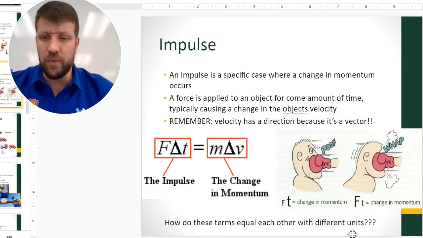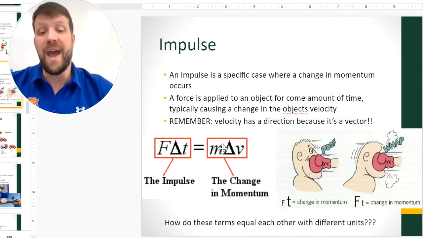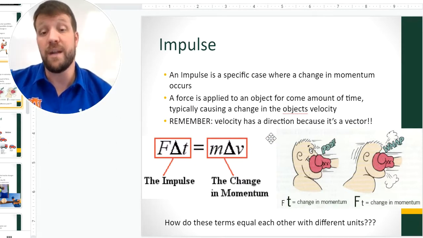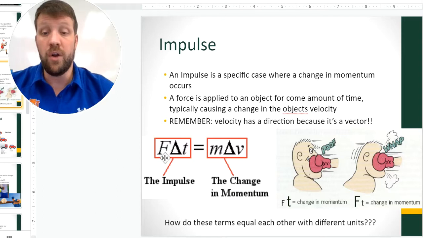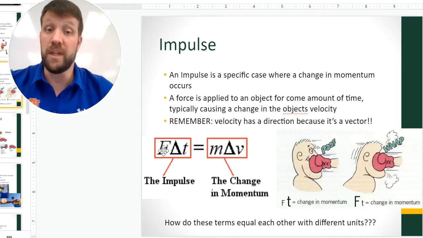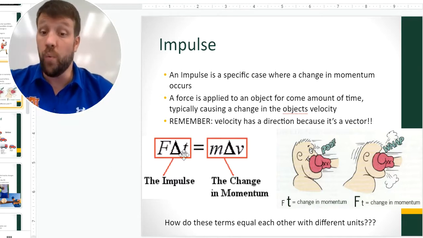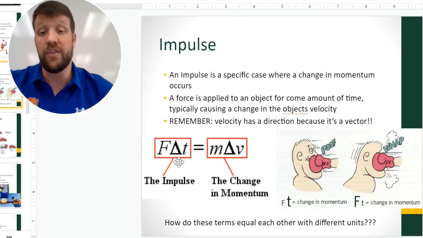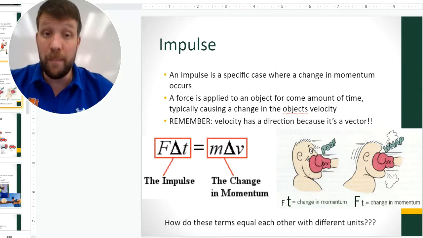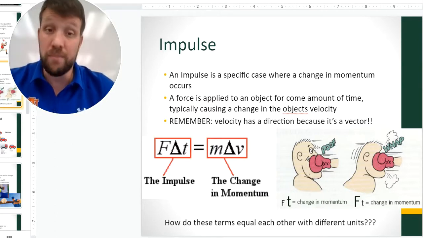Now, how do these terms equal each other with weird units? Okay, so that doesn't seem like it may work right away, but a reminder: mass in kilograms, velocity in meters per second, we get kilograms times meters divided by seconds. Well, if we remember here also, force was mass times acceleration. So we have mass, kilograms, acceleration, meters per second squared. So we have one extra s on the bottom so far over here on the left, but if we multiply by that time also, we get rid of it. So they both end up being kilograms times meters divided by seconds.